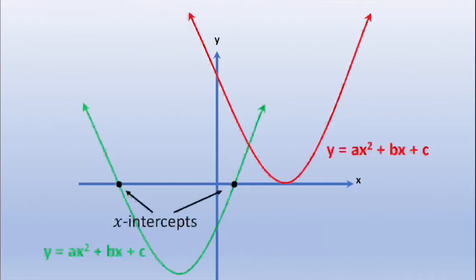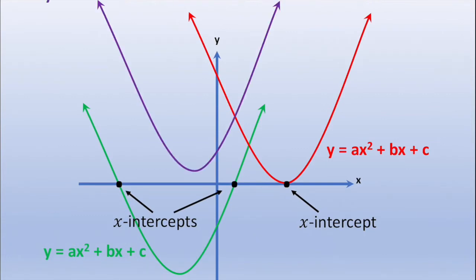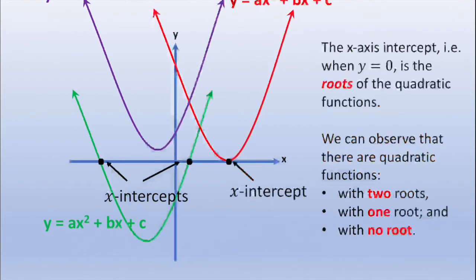What about the second situation? Same thing, y equals ax squared plus bx plus c. This time, there's only 1 point, there's only one x-intercept. Whereas the third case, y equals ax squared plus bx plus c, there is actually no intercept at all. Now, just for a summary, the x-axis intercepts, that is when y equals 0, are actually the roots of the quadratic functions. We can observe that there are quadratic functions with 2 roots, with 1 root, or there's no root at all.